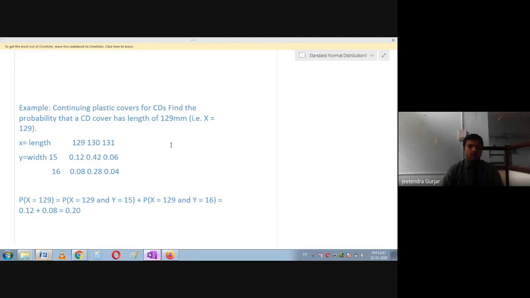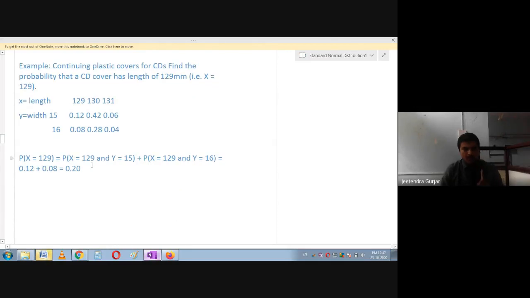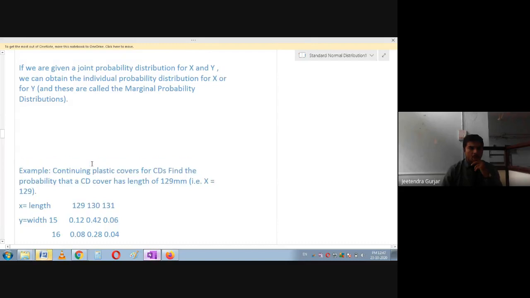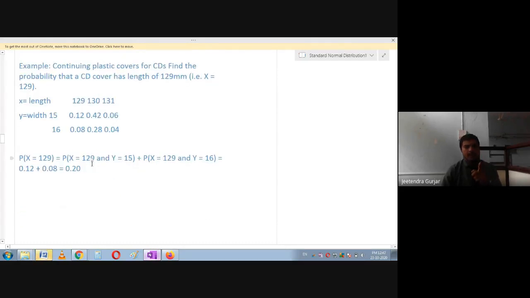They have told you the lengths of x, that is 129, 130, 131, and they have given y. So how are you going to calculate only for x, that is, the marginal probability distribution? Only for x, I'm going to take the probability of x equal to 129. That is what they have told you to calculate. That is the length; we have taken the random variable x.